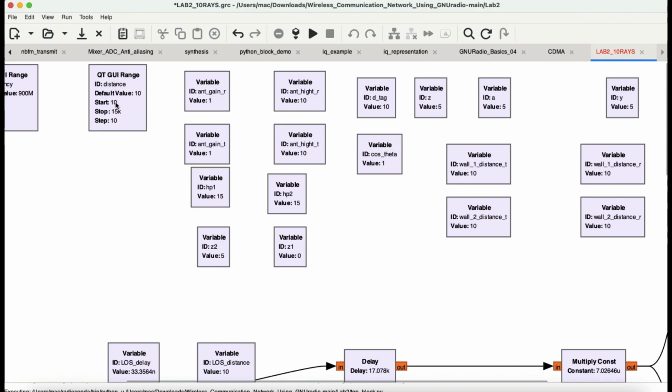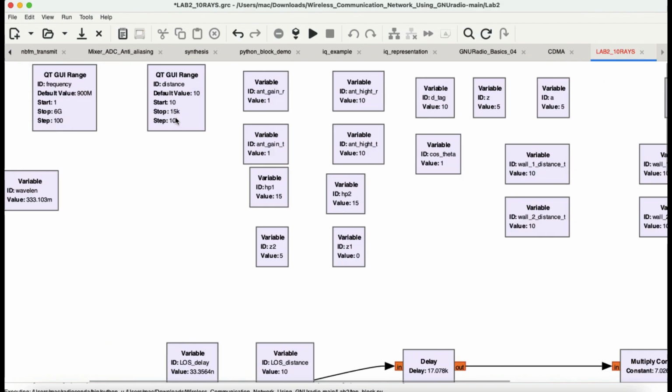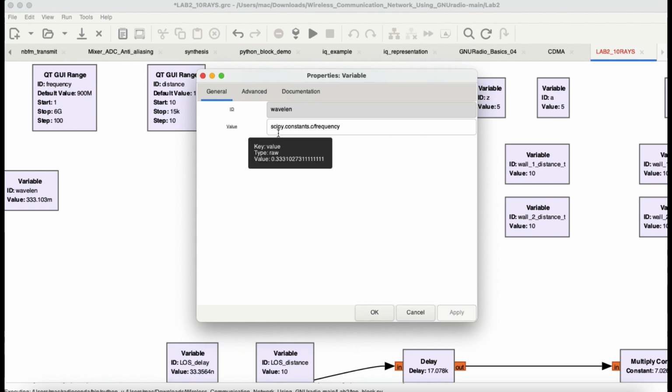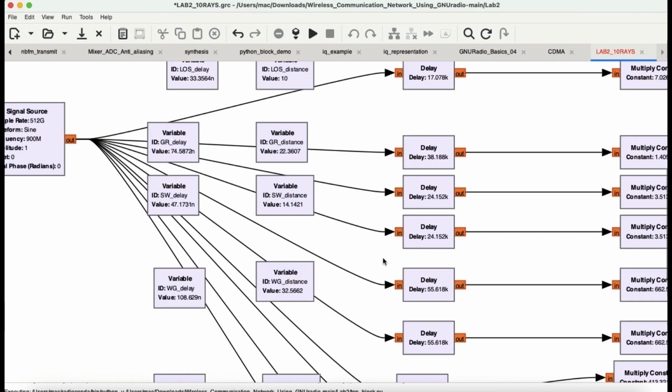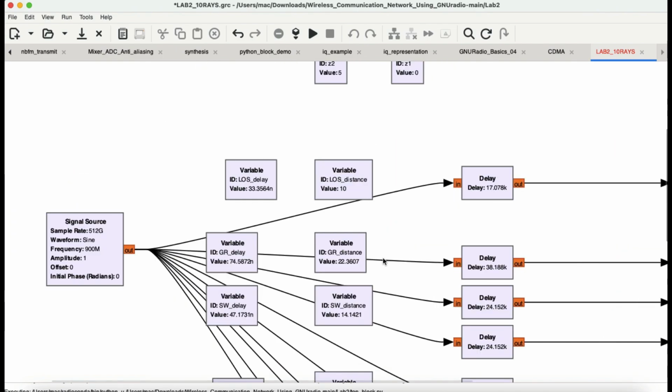You have a distance between your transmitter and receiver from 10 to 15 kilometers. We're working with 900 megahertz. Same thing, the wavelength is calculated: lambda is equal to C over F, where C is the constant speed of light, divided by frequency. And these are a couple of things that are added into this flow graph.